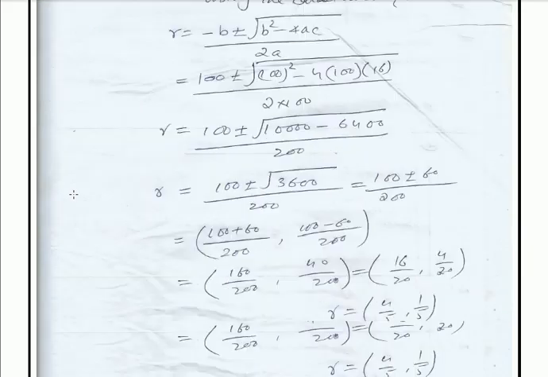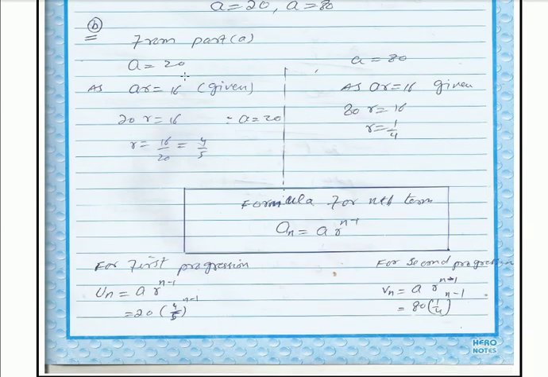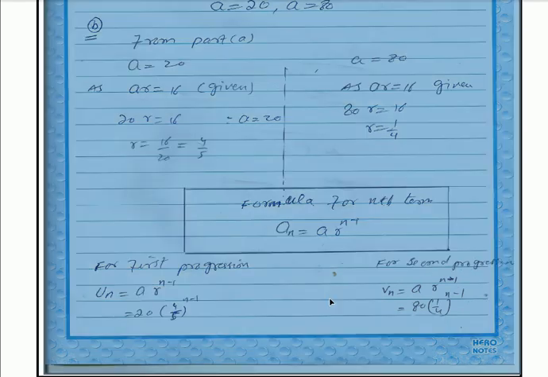So, in part B of the question, from part A we have a equal to 20 and a equal to 80. As the second term is equal to 16, after simplification we get r equal to 4 over 5. We know that the nth term of a geometric progression is a r raised to the power n minus 1. For the first progression, un equal to a r raised to the power n minus 1, by putting the values of a and r. Again for the second progression, putting the values of a and r, as you can see on the screen.